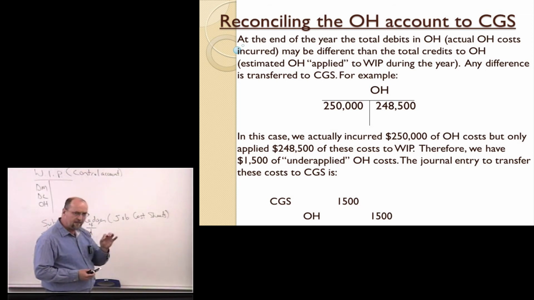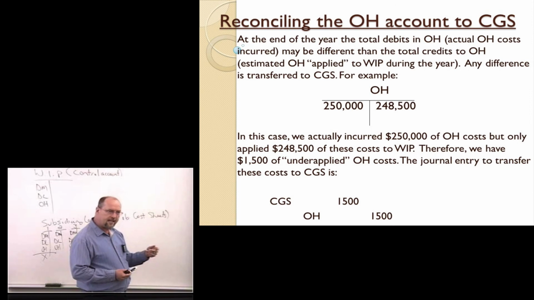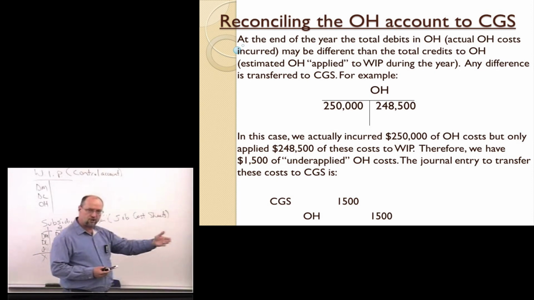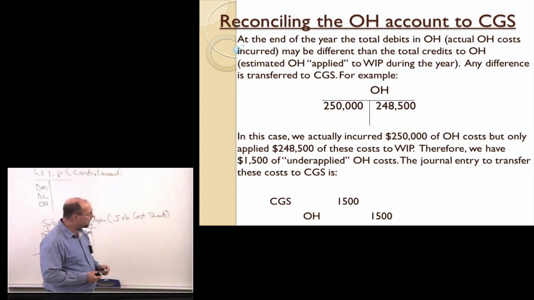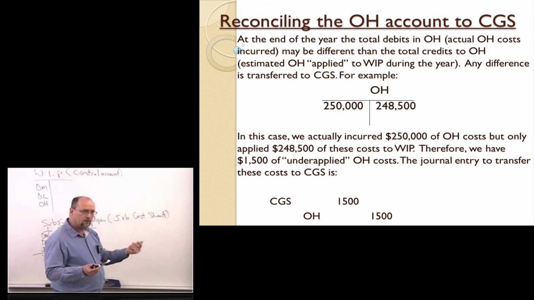Okay? If my estimate was perfect, which it never is, but had it been perfect, I would have transferred all $250,000. Well, at the end of the year, all of my bills have come in. I now know what my actual overhead is. I may have finished several jobs throughout the year, so I needed to estimate overhead, but now I know the exact amount. Okay, so I've got $1,500 of overhead sitting there that it's a cost I incurred for these jobs. What do I do with it?